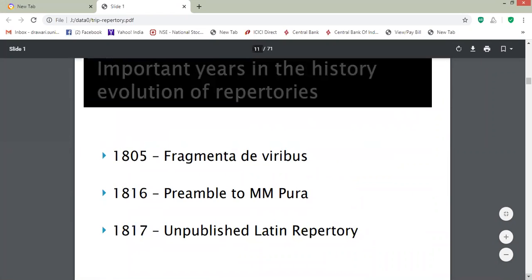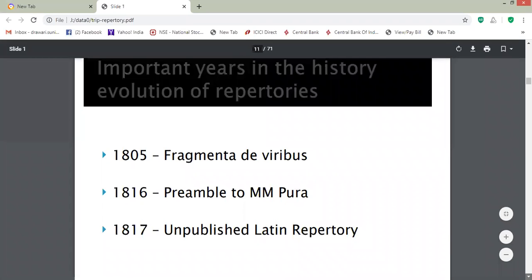Then important years in the history and evolution of repertories. So this topic was also completed, that is the history of repertory. In 1805, Fragmenta de viribus medicamentorum positivis was completed. Then in 1816, Preamble to Materia Medica Pura. In 1817, unpublished Latin repertory.